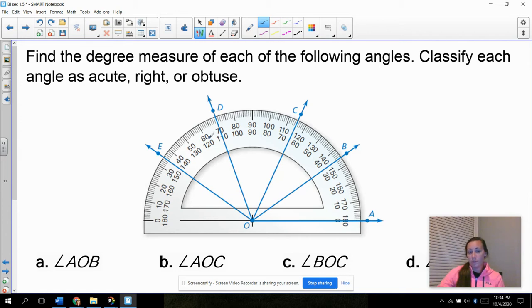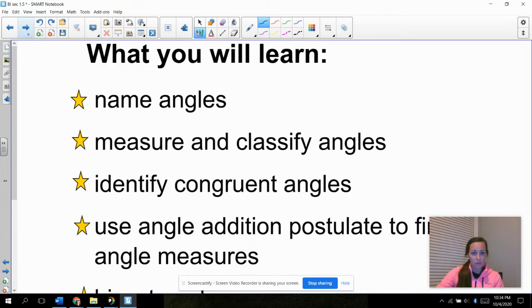There's 2 rows of numbers. If your angle is pointing this direction, like out here by A, you would start at 0 and go up in this direction. So whatever angle you were trying to measure would be using the bottom row. If your angle was pointing out over here, you would want to be going from 0 this direction. So you would be using the top numbers. Okay, so you got to pay attention to what side the angle is starting from, and we'll do some practice with that in a minute when we get to another slide.